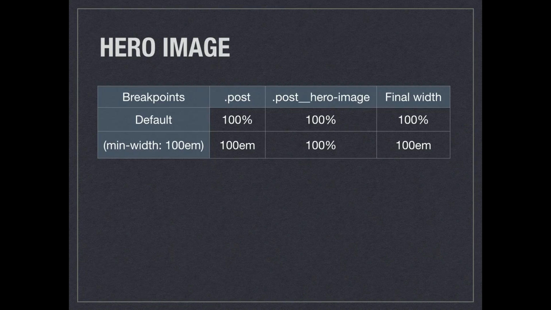So here we go. We can figure out that by default the post is 100% wide, and the post hero image is 100% wide, the image is 100% wide. So the image is 100% wide, which we saw. And then we know that when we get to a breakpoint of min-width 100em, then the post has a maximum width on it. Hero image is still 100%, so that carries on to the final width, which is 100em. So the maximum size this image will ever be is 1600 pixels.